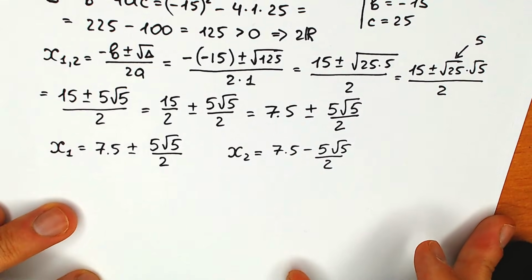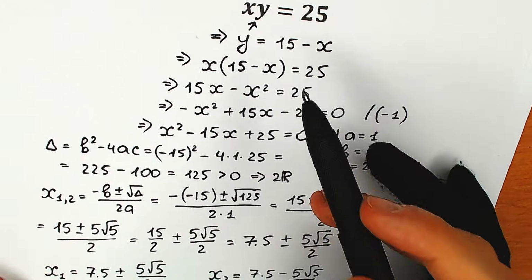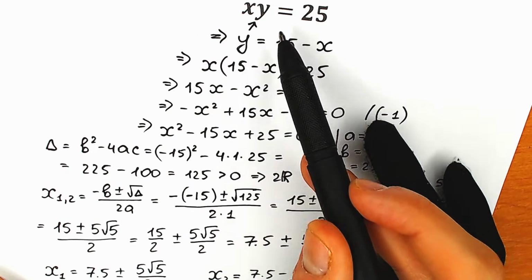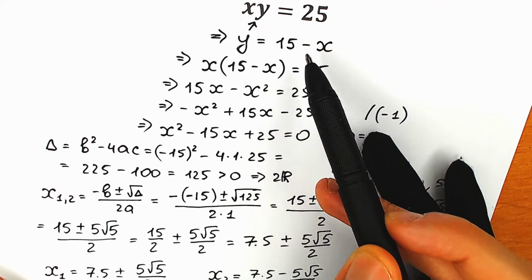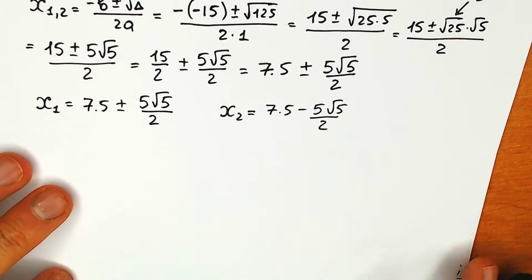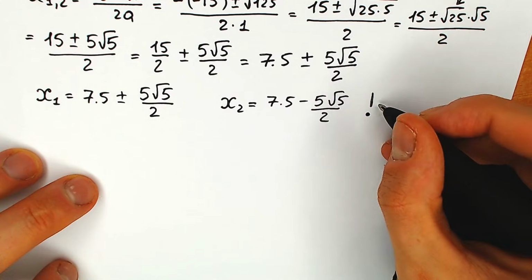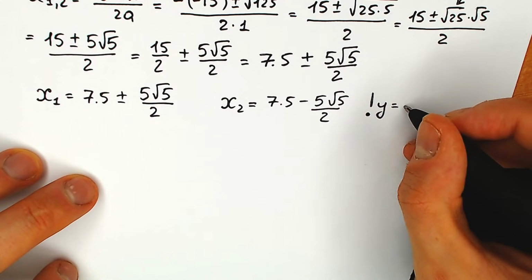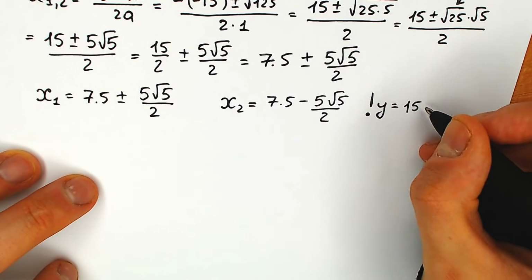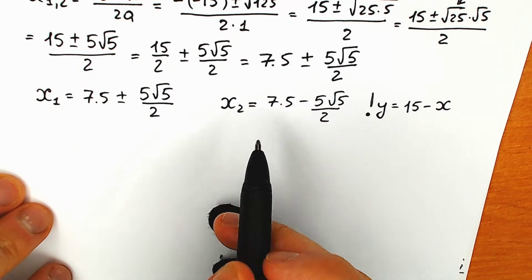Okay, and right now let's go to the beginning. As I said before, we need to solve this question for x and y. So it's really important for us to remember this: y equal to 15 minus x. Let's write this with an exclamation mark because this is a really important expression. So y equal to 15 minus x. And right now let's find y first, let's write here y second.